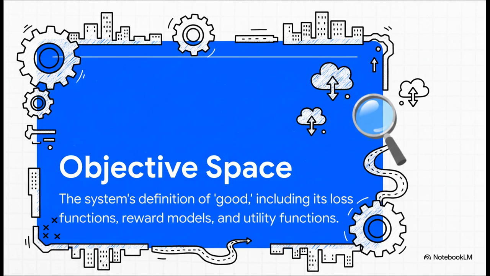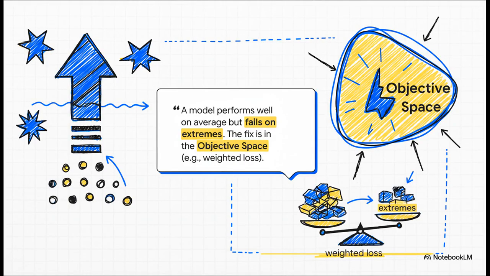Okay, now for a really, really important one, the objective space. You can think of this as the city's moral compass or its value system. It's where the definition of good lives. It's your loss functions, your reward models, the things that tell the AI what it should be trying to achieve. And this is such a powerful tool, right? If your model is great on average but just falls apart on those rare critical edge cases, well, it's because you told it that average performance is what matters. The fix is to change its values: go into the objective space, tweak that loss function, and make it care more about getting those extremes right.